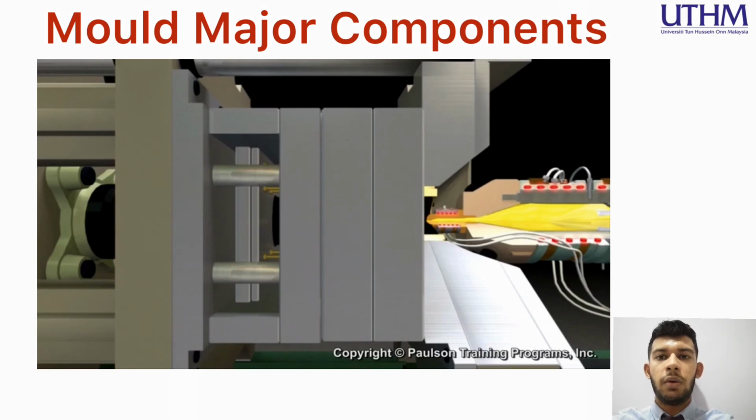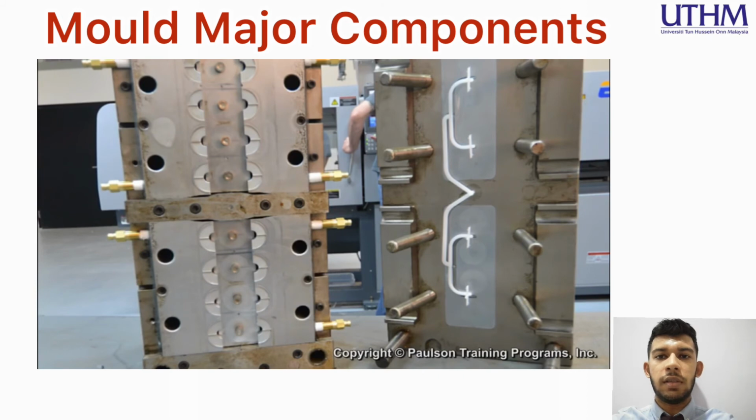Now we will look at the plastic flow passages in the mold. We saw this part earlier. Here is the sprue, runner, gate, and the cavities which will form the plastic parts.